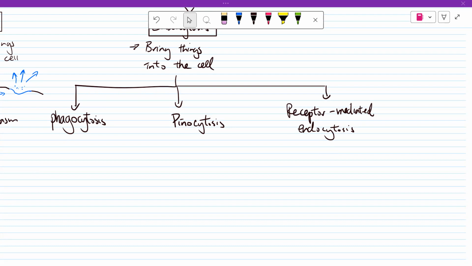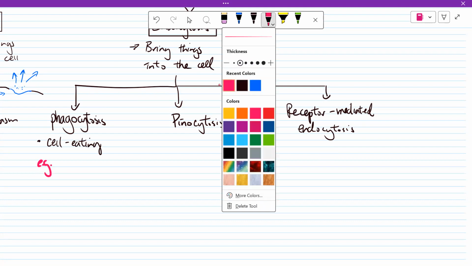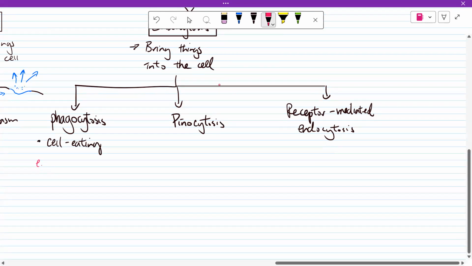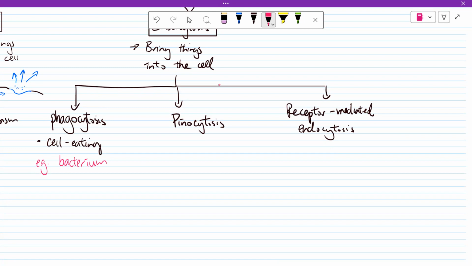Okay. Phagocytosis means cell eating, right? So for example, it is like if you eat a bacteria. Bacterium is the singular. Like your white cells eating the bacteria. Okay. Pinocytosis would be cell drinking. Right. So bringing in extracellular fluid from the outside.